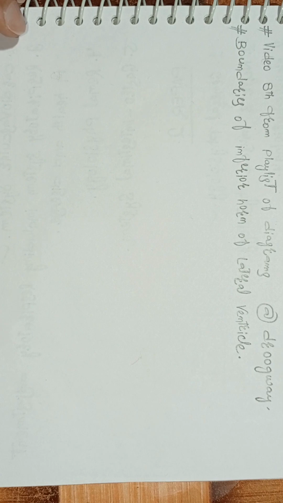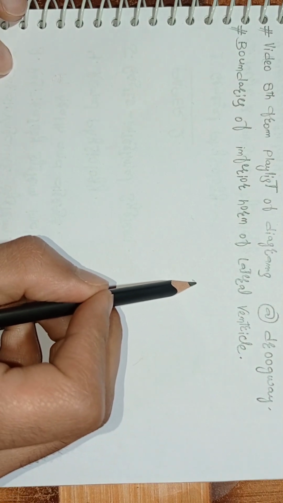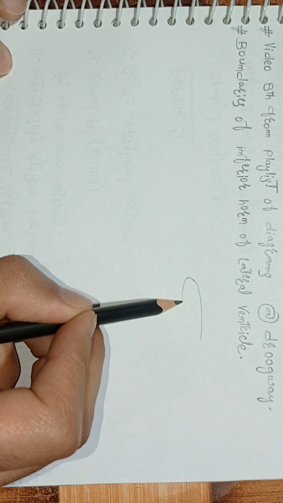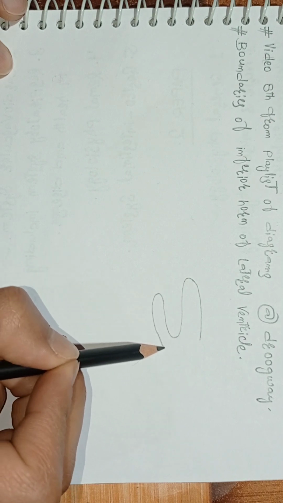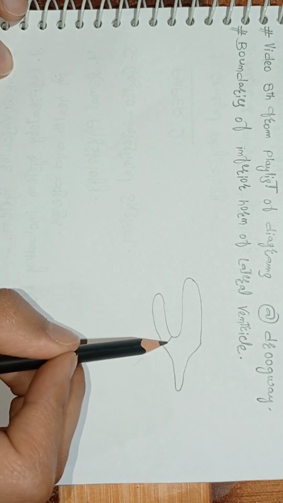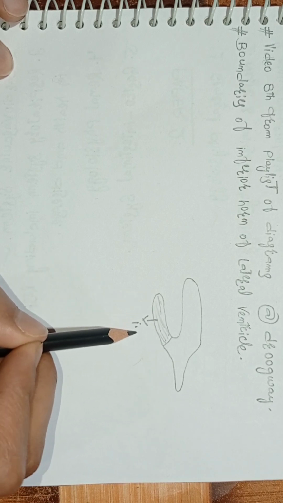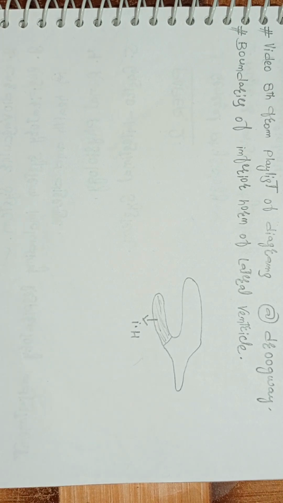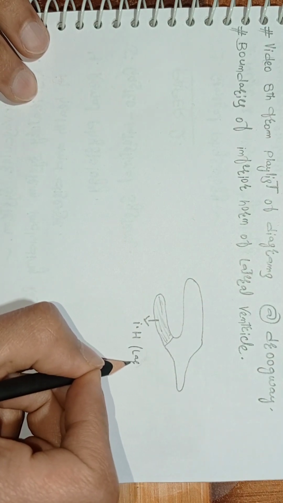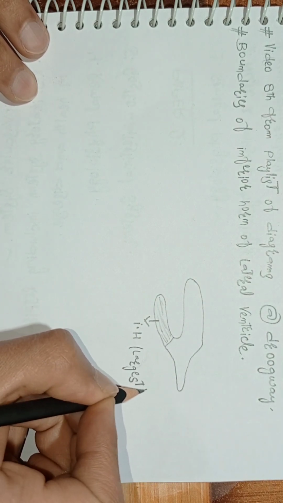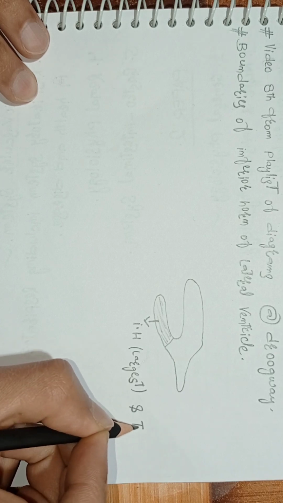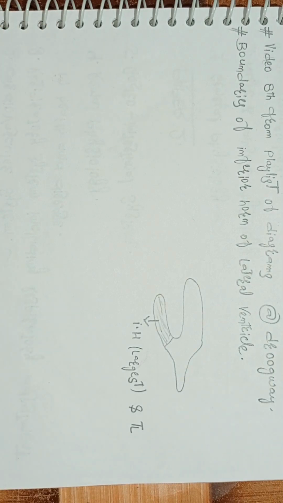Clearly, from the previous lectures, we know what the shape of the lateral ventricle is. So this right here is the lateral ventricle. And this part of the lateral ventricle, this shaded portion, is called the inferior horn of the lateral ventricle. It is the largest horn of the lateral ventricle, and it extends into the temporal lobe. Now we will draw its boundaries.